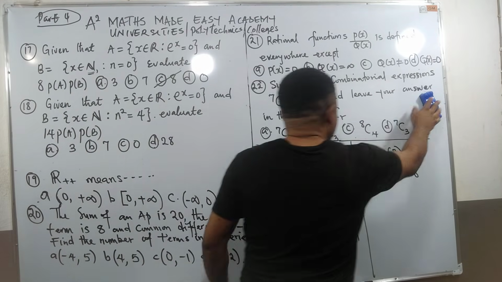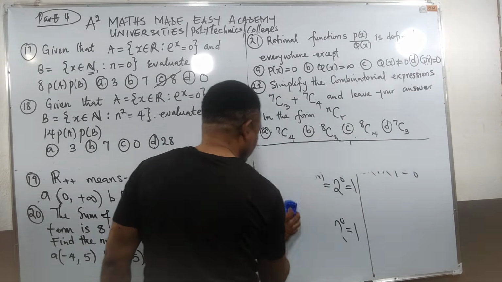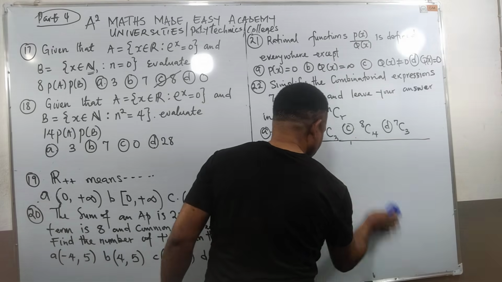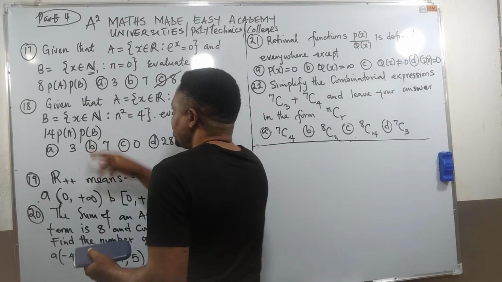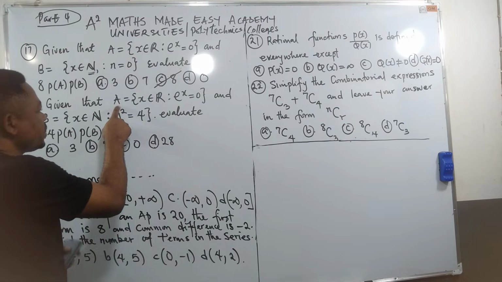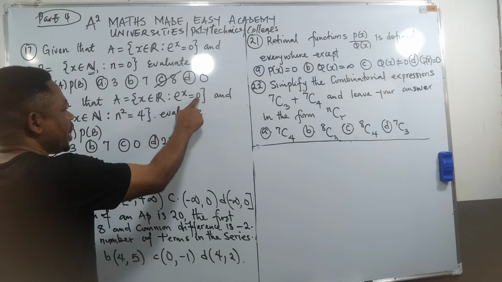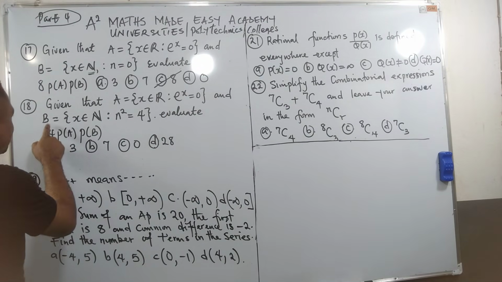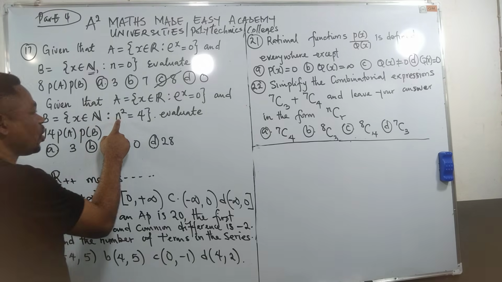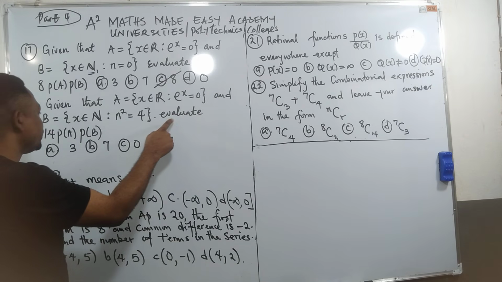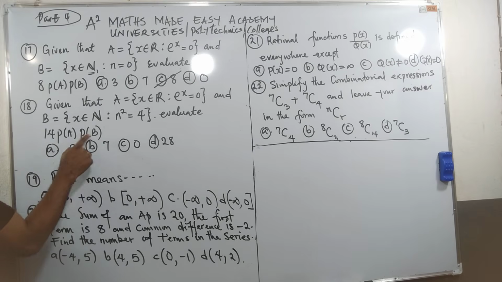Now, let's quickly move to the next question. What did I say? Question number 17. Now, what is question number 17 talking about? Look up. Given that set A is x, a member of real numbers, such that e^x is equal to 0, and B is a set of x which is a member of natural numbers such that n squared is 4. Now the question says evaluate 14 P(A) P(B).